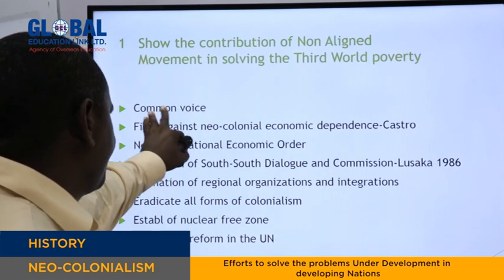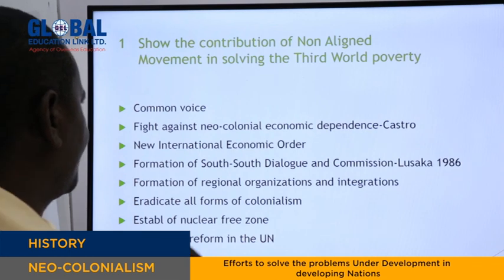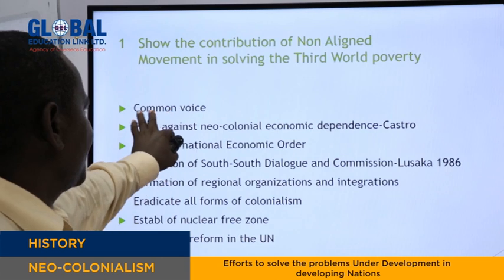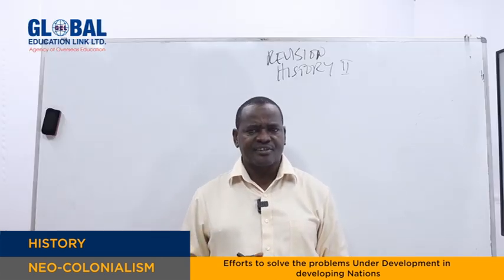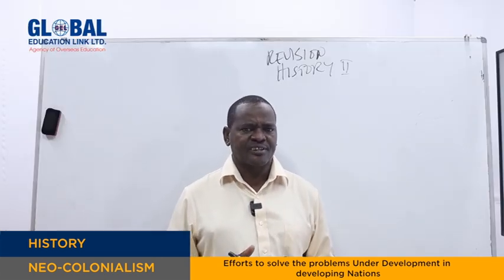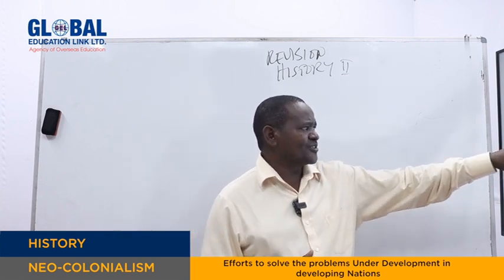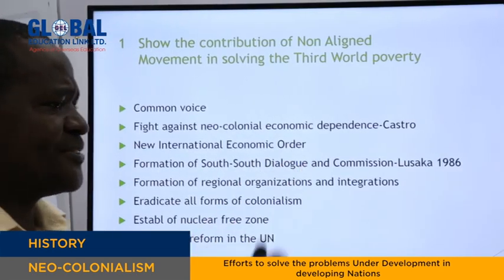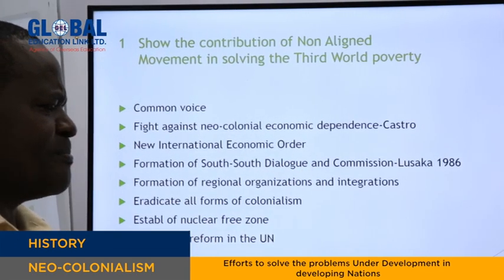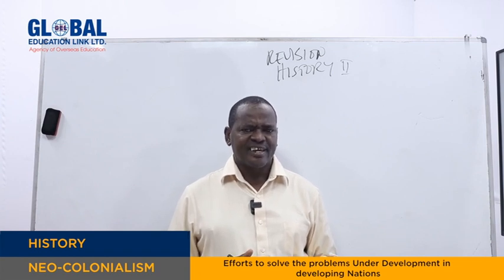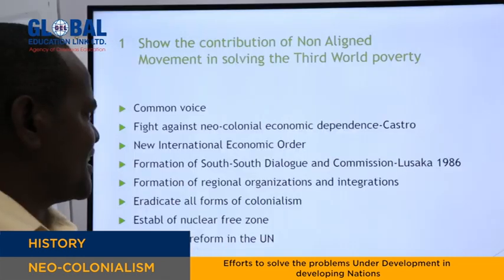The first point here is the common voice. Among the contributions of the non-aligned movement, it gave a common voice to the third world countries, to at least speak as one wherever they go to international discussions and negotiations. The second is to fight against neo-colonial economic dependence. Remember what Castro said. He proposed total disengagement between the northern countries and southern countries. This was proposed during the Group 77, which took place in Arusha in 1977.